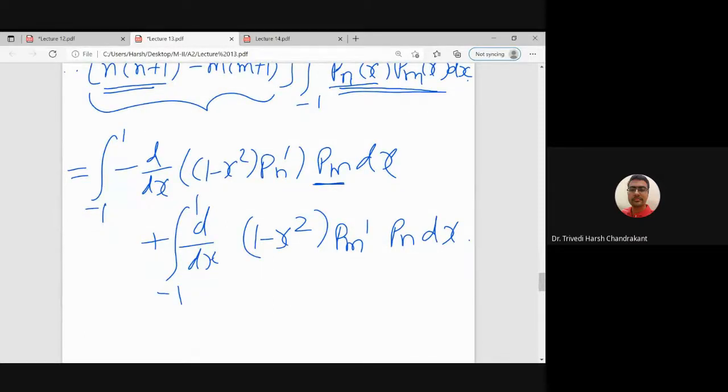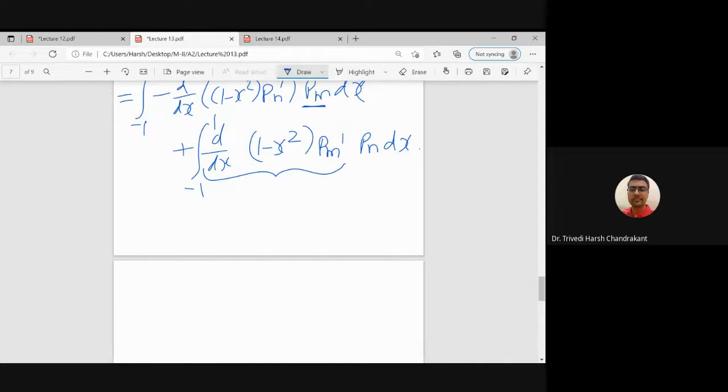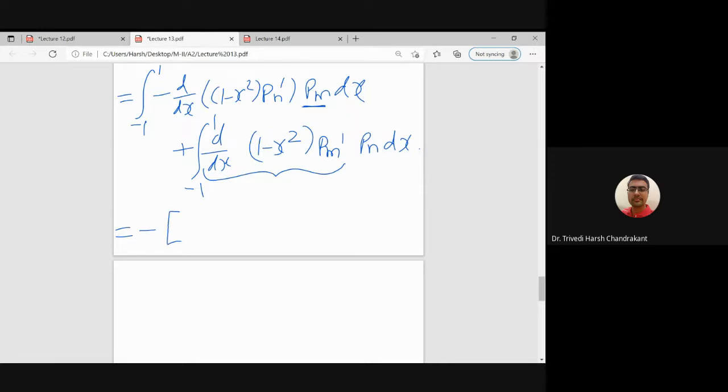Okay, so the second term is this term times Pn. Now we can use integration by parts on both sides. If we use integration by parts, we get the first term, which is the integral of this term times Pm. We write that as Pm times (1 minus x²) Pn dash, with the limit from x equals minus 1 to 1.